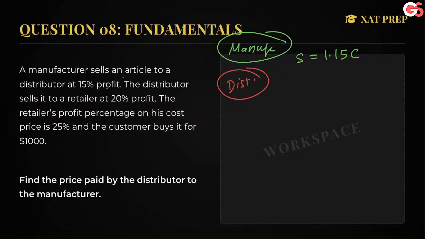तो 1.15 सी में उसने खरीदा था. किसने? डिस्ट्रीब्यूटर ने. और इसने क्या किया? रिटेलर को बेच दिया 20% प्रॉफिट पे. 20% प्रॉफिट पे, दैट इज 1.2. सो नाउ कमिंग टू रिटेलर. ओके, स्टेप बाय स्टेप वी आर डूइंग इट.